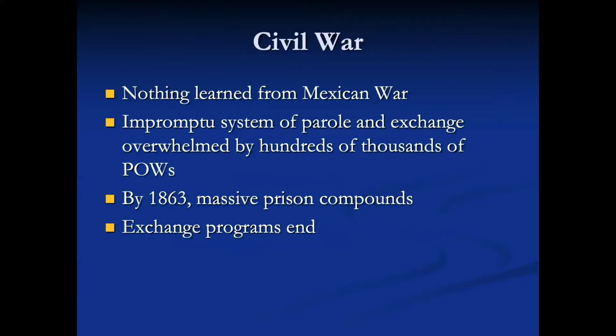So when it came time for the Civil War, basically nothing was learned from the Mexican War, and it wasn't that far in front of it. It started out with an impromptu system of parole and exchange, but it got overwhelmed very quickly by hundreds of thousands of POWs all of a sudden. By 1863, there were massive prison compounds all over the country.